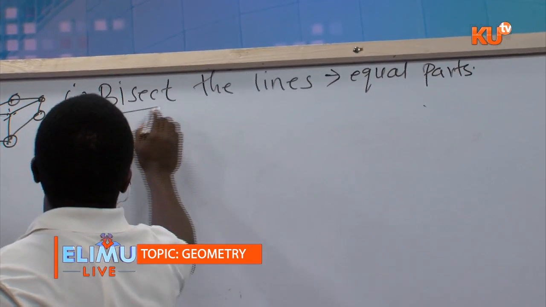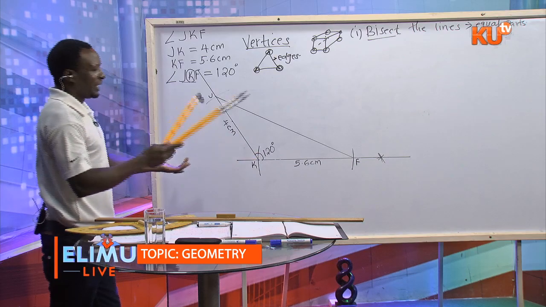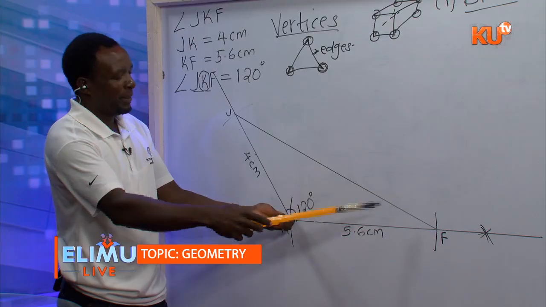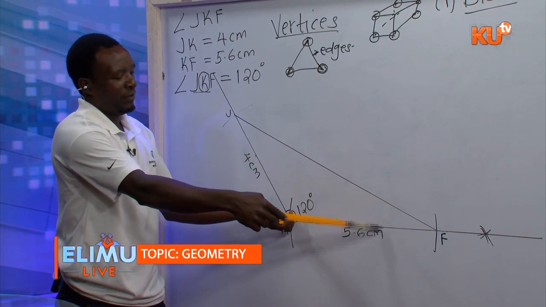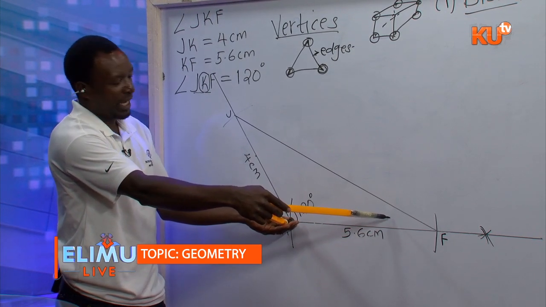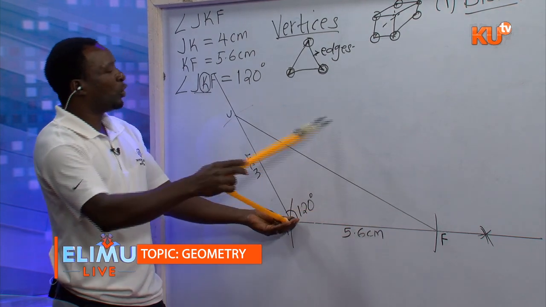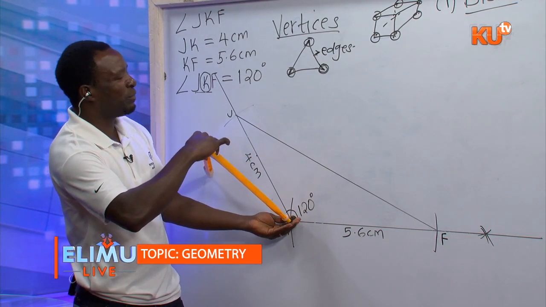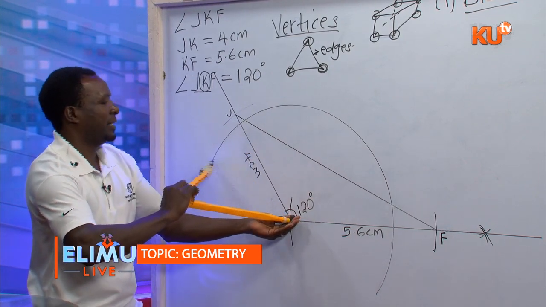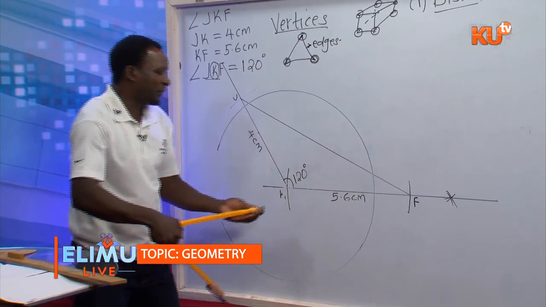That is to bisect. How do we bisect the lines? This one is very easy. Take your compass. Place it where you have K. Open it more than half of line KF. More than a half. You don't have to use a ruler to measure. Just use your eyes and see where we have more than a half. Draw a very big arc, not a semicircle, it's more than a semicircle, more than a quadrant. Draw it like that. There.